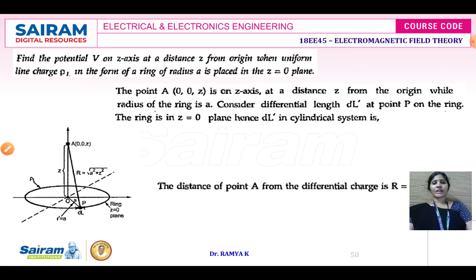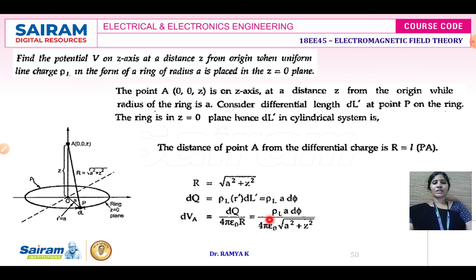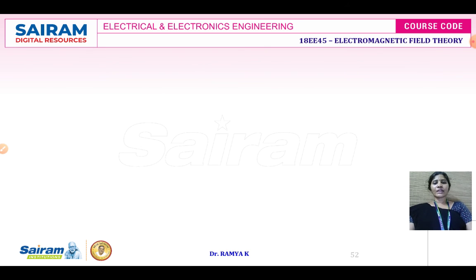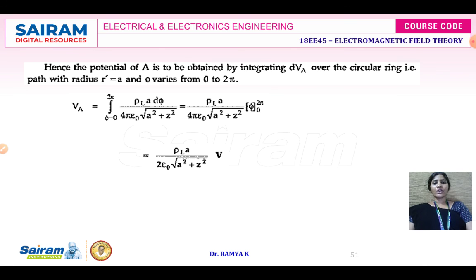To identify the value of the potential, the formula is dV equal to dQ divided by 4 pi epsilon R. It is a line charge density, so rho L into dl. In the place of dl, we need to substitute rho into d phi, divided by 4 pi epsilon R. The distance between the cause and effect is going to be R, which is equal to root of a square plus z square. Thereby, after solving, we'll get the value of the potential as rho L into A divided by 2 epsilon root of a square plus z square volt.